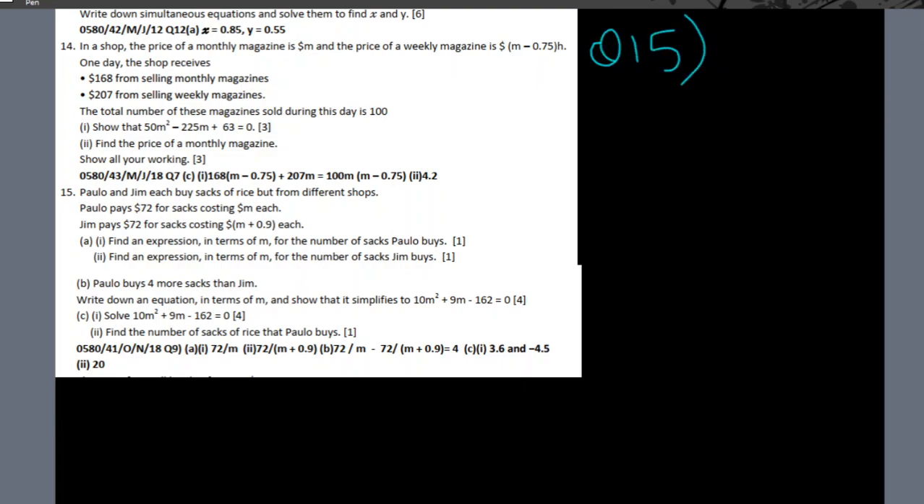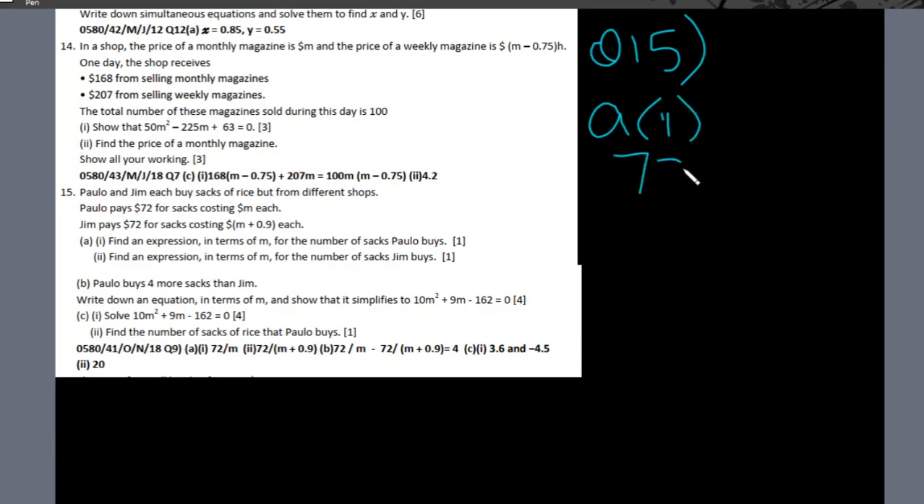Polo and Jim each buy sacks of rice but from different shops. Polo buys $72 of sacks costing $M each, and Jim pays $72 for sacks costing M plus 0.9 each. Find an expression in terms of M for the number of sacks Polo buys. Okay, that was sacks, not snacks. So how many sacks does Polo buy?